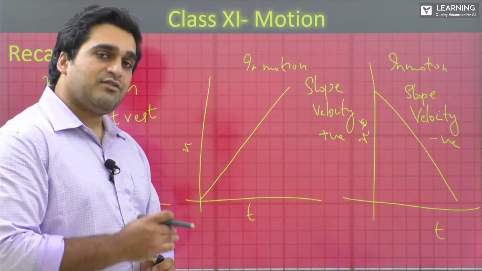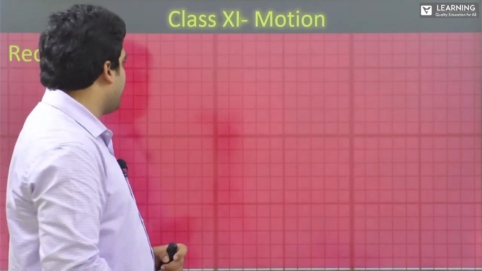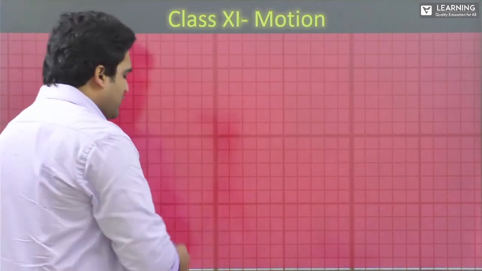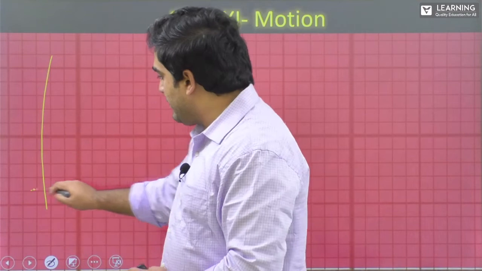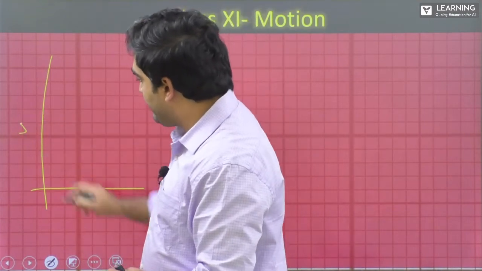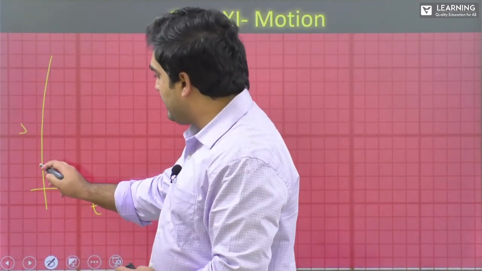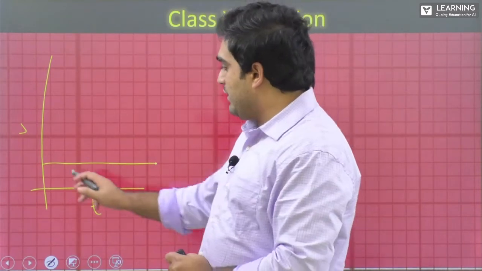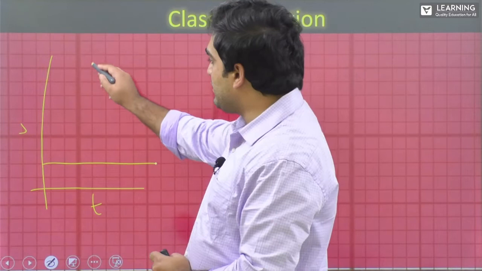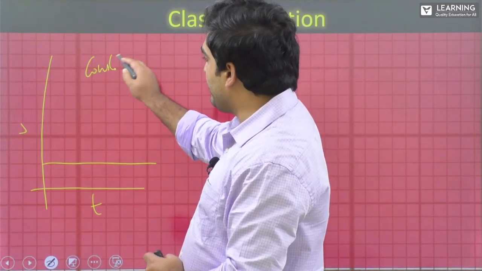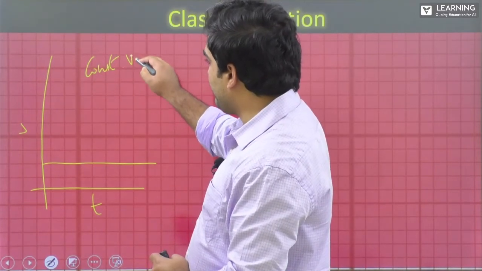Now let's have a look at VT graphs. In case of a VT graph, we observed that if the line is parallel to the time axis, this represents constant velocity.